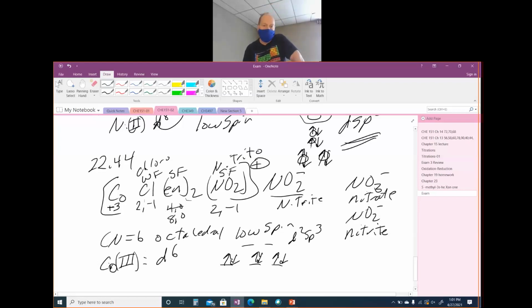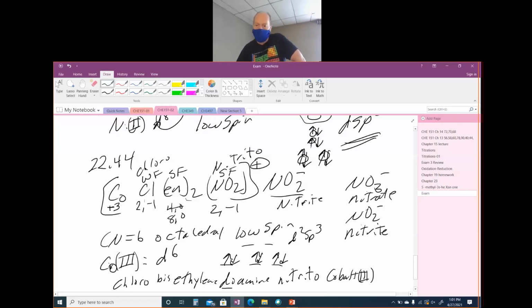And if you were to name it in alphabetical order, you've got chloro, bis(ethylenediamine), not di, since it has di in the name, you use bis for 2 of them. And then you have nitrito, cobalt(III). And then nitrite.